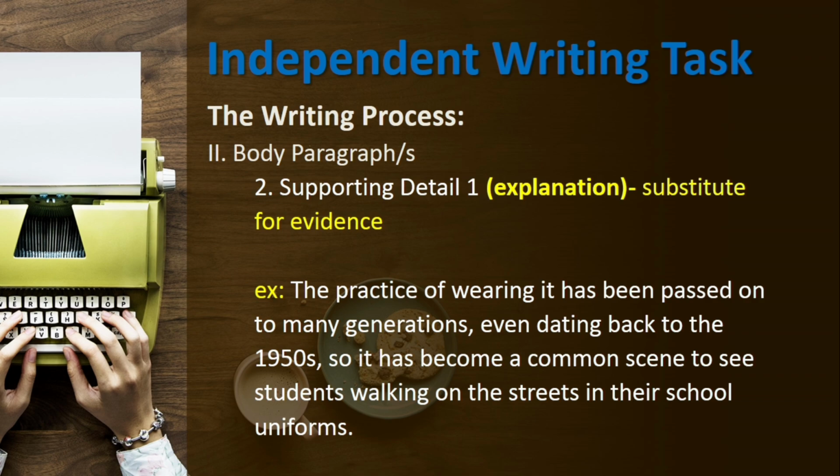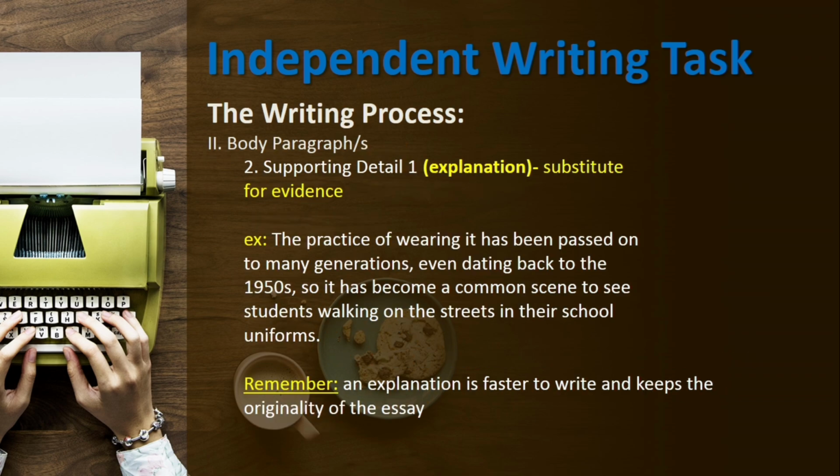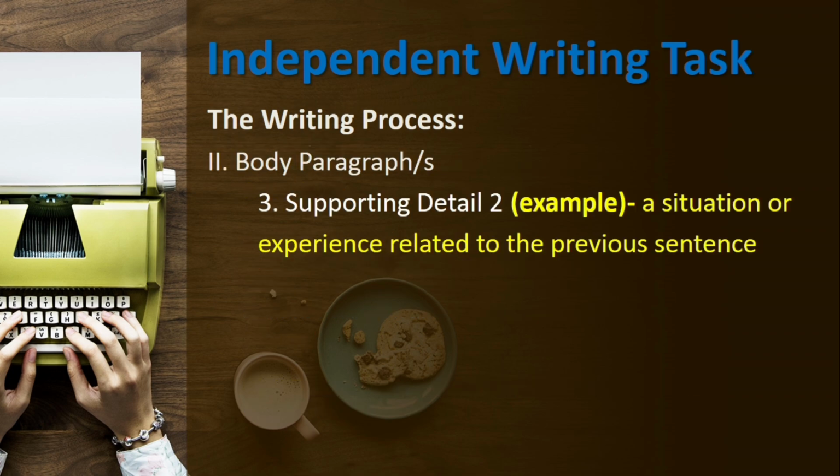Remember again that, while an explanation may be deemed as inferior compared to an evidence-based supporting detail, it does not mean that it is not effective. The good thing about using it is it is faster to write, and maintains the originality of the writer's essay, since it is not something you derive from a source. And so, the next type of supporting detail is an example.